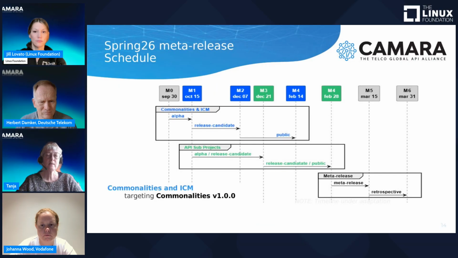Next slide, please. And this is my last. So we've kicked off the Spring 26 meta release. It was in the last technical steering committee on October 1st. This is the generic schedule, but it was kicked off on October 1st. And we're targeting for Spring 26 to release the version 1 of some of the commonalities assets. So to get them really into a very steady state.